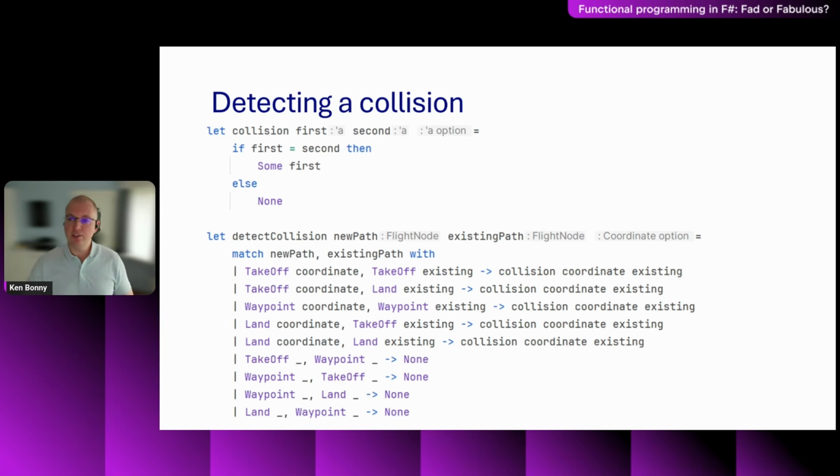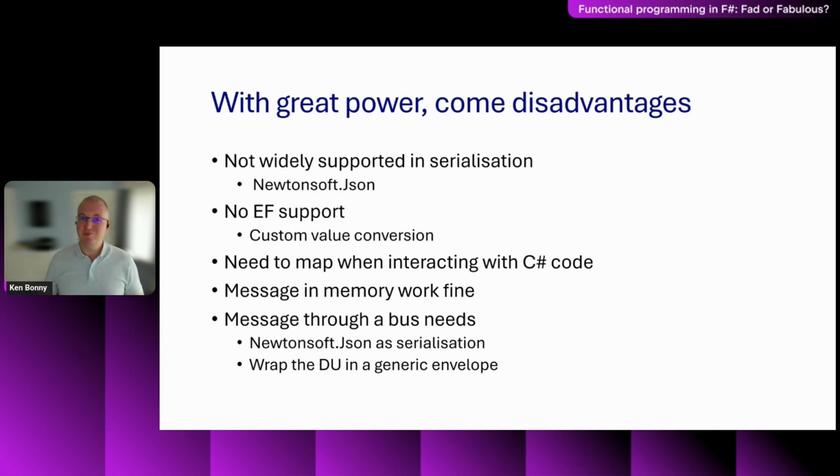Now, with discriminated unions and pattern matching, with great power, there are some disadvantages. For example, there is a lack of serialization in the .NET ecosystem. The only library that I know of that has good serialization support for discriminated unions is newtonsoft.json. At this point, system.text.json does not have support for discriminated unions.